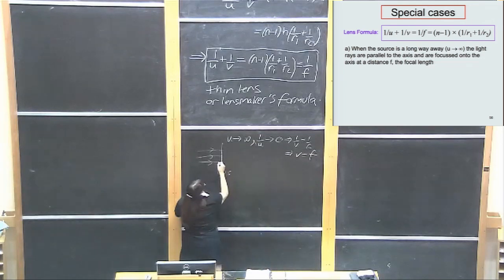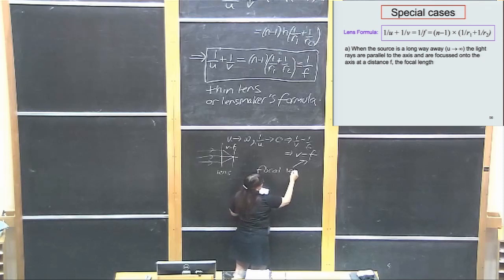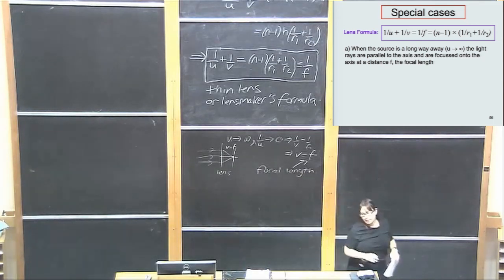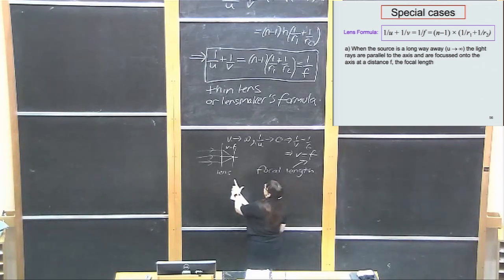So what's going to happen with these parallel rays coming from infinity is that they are going to focus down at a distance v equals f. That is, in fact, why this is called the focal length. It's based just on this property, that if you have parallel rays coming from a distant object, then all of those rays will be focused at the focal point, one focal length away from the lens.